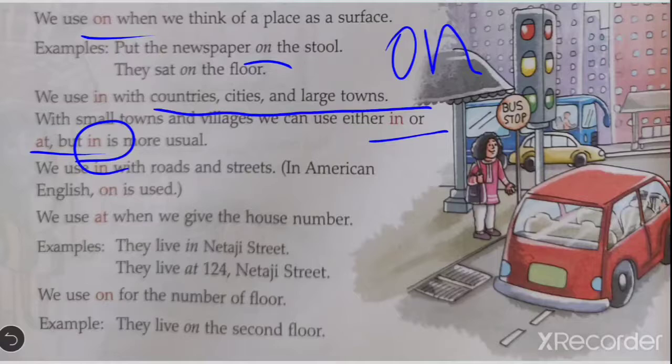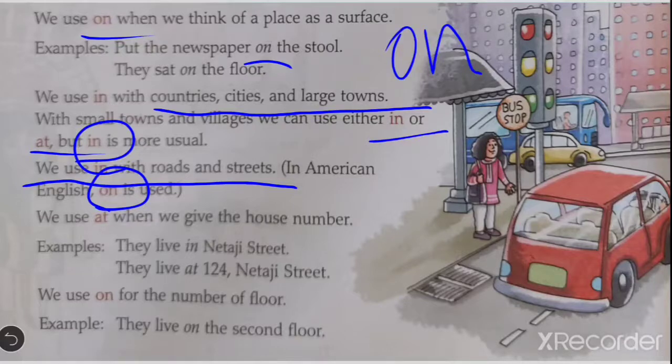We use in with roads and streets. Students, if you remember all these points, it's very easy for you to identify which preposition will come in that particular blank. So remember all these points. We use in with roads and streets. In American English, on is used. Yes, but we are almost using British English. So we are using in with roads and streets. Even in American English, they are using on, but almost we are using British English. So students, don't be confused here.